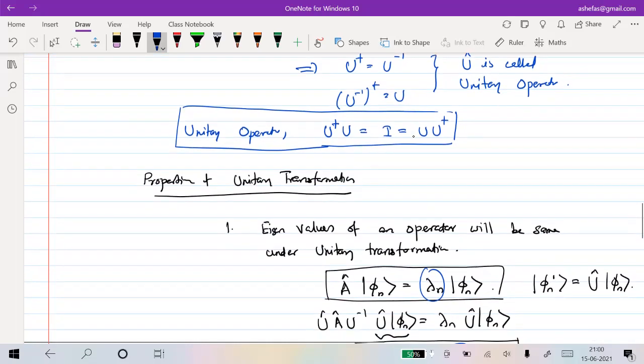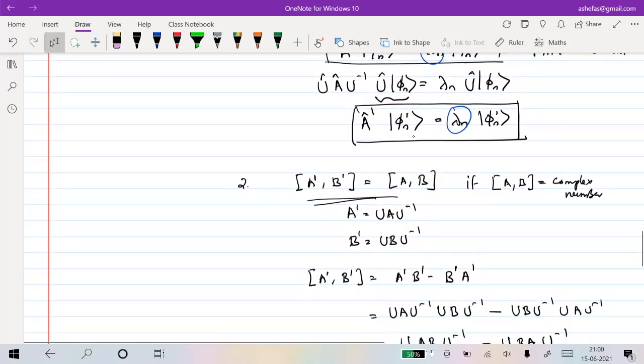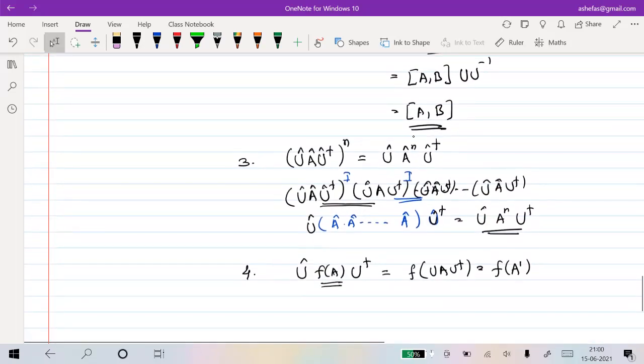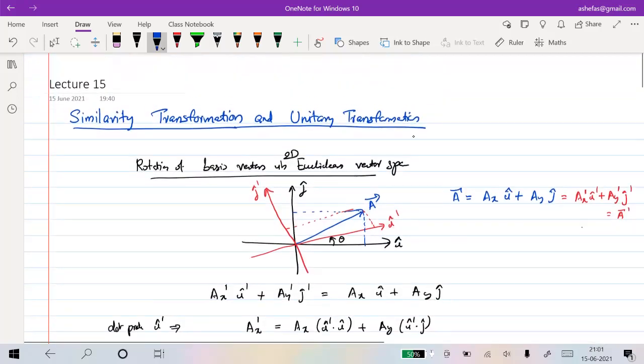And we have discussed the different properties of the unitary operator. The first one is that it does not change the eigenvalue of an operator, and the commutator is also preserved if the commutator is equal to a complex number or just a scalar. Then (U A U dagger) all raised to n is U A raised to n U dagger. And if you transform the function of an operator, that is also the same as the function of the transformed operator, where A prime is U A U dagger. So that's all about the similarity transformation and unitary transformation.